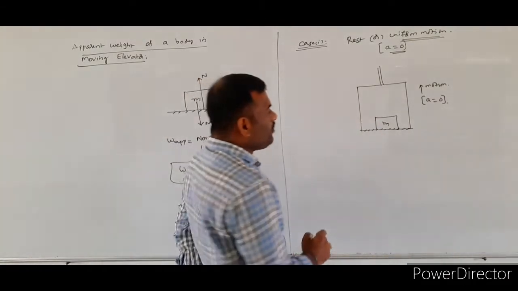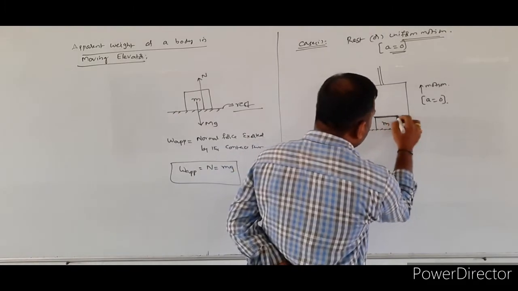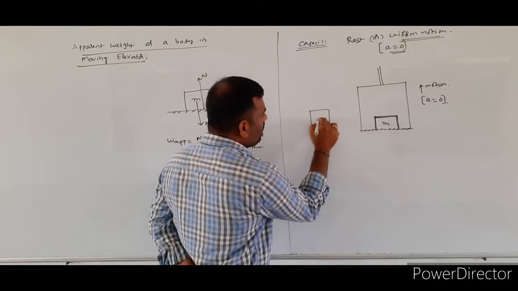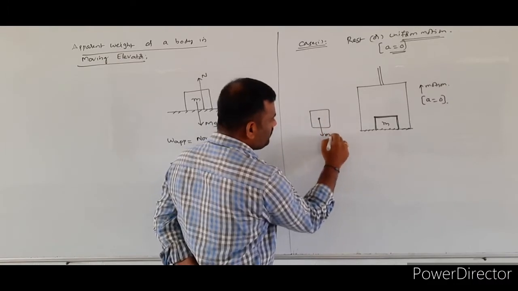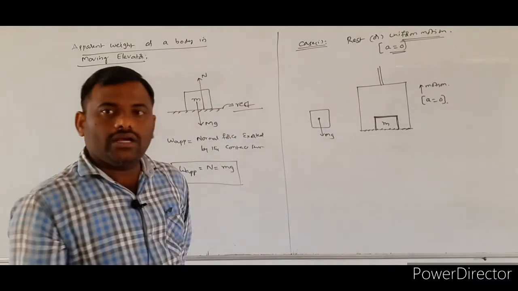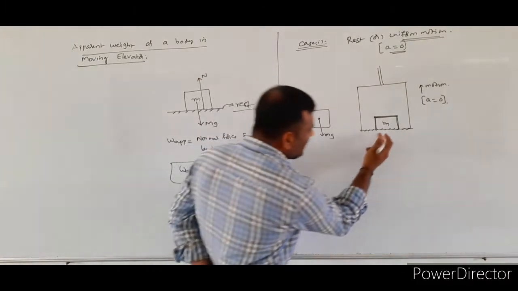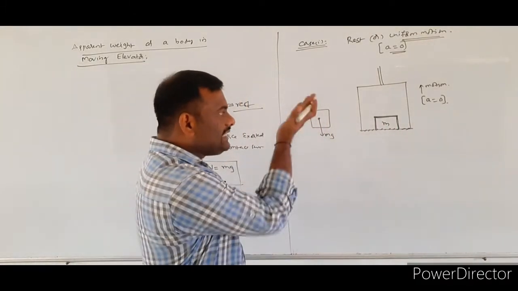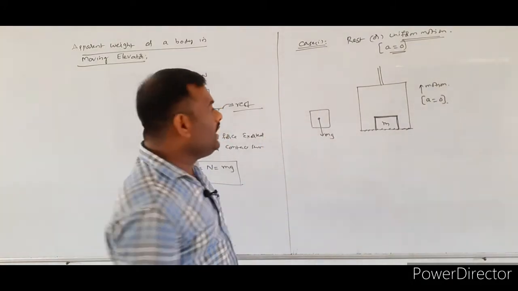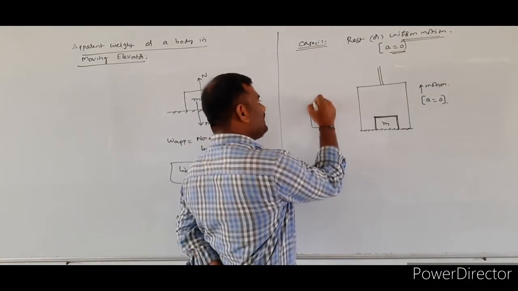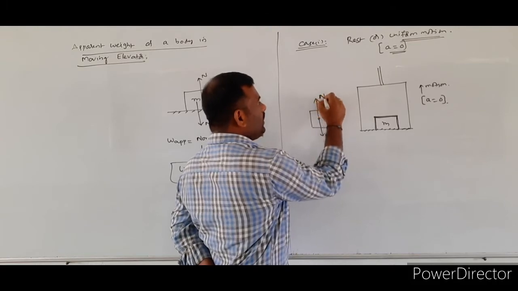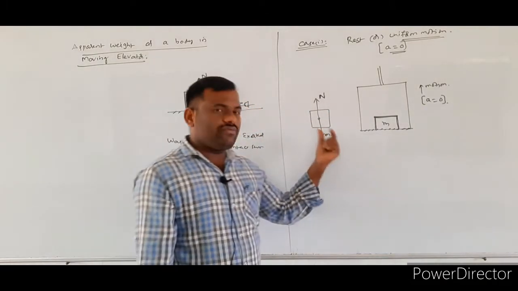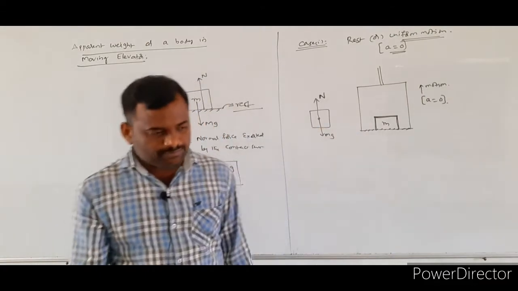If you draw the free body diagram of the block, the weight of the block will be acting in the downward direction. The contact surface will be exerting a normal reaction, and the normal reaction will be acting in the upward direction. So here is one basic point we have to remember.